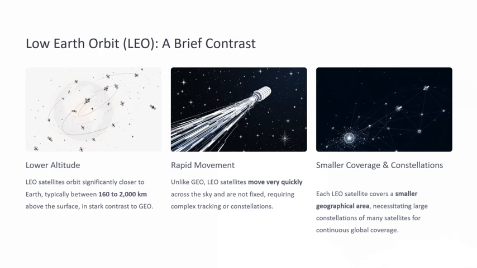Low Earth orbit, which is also known as LEO. LEO satellites are much closer to the Earth, between 160 to 2000 kilometers. They move very fast and do not stay fixed. Each LEO satellite covers a small area, so many satellites are required to form a constellation.